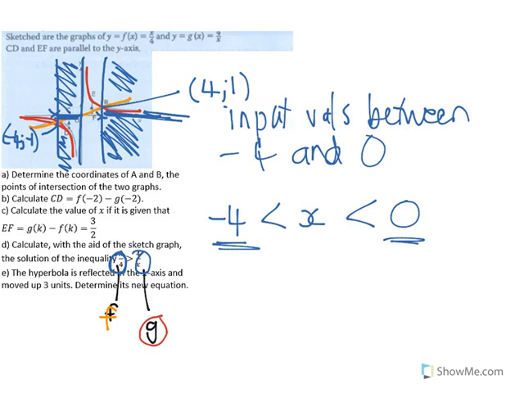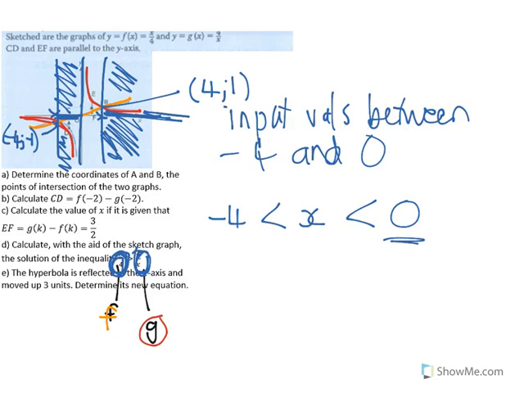So let's see. When my input is -4, is the output of the straight line bigger than the output of the hyperbola? It's not, because that's where they intersect. So that means that at that point, their outputs are equal. So we do not want to include negative 4 then, because x over 4 is not bigger than 4 over x at that point for that input. The outputs are equal in that case.